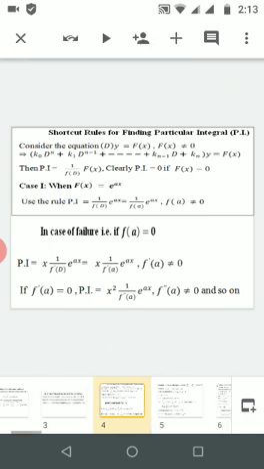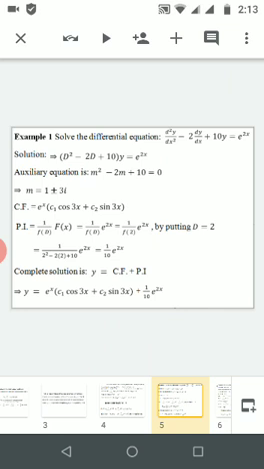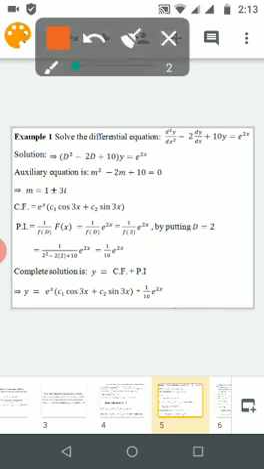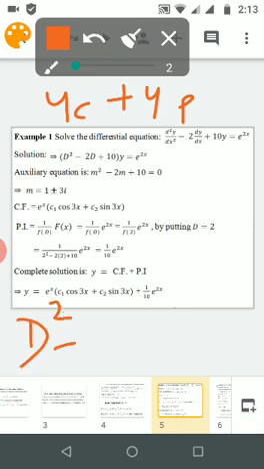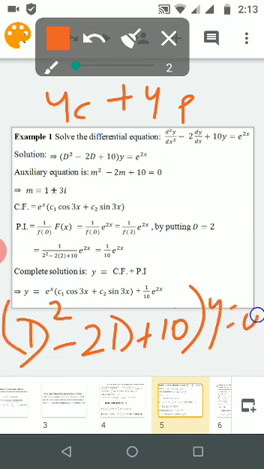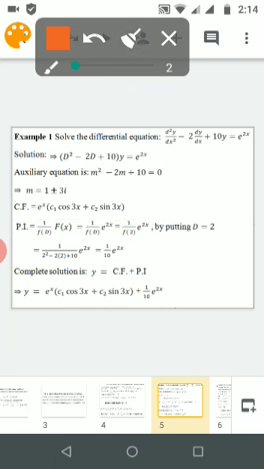Okay, so we'll take an example. Look at this example. This is a problem that's given to us. Now, the solution of this differential equation will be yc plus yp. To get yc, we will put D square minus 2D plus 10 operated on y equal to 0, then find the auxiliary equation, proceed, and we will find the complementary function. So up to here we have already done. Now what we are interested in doing is finding the particular integral. So how do we find that?